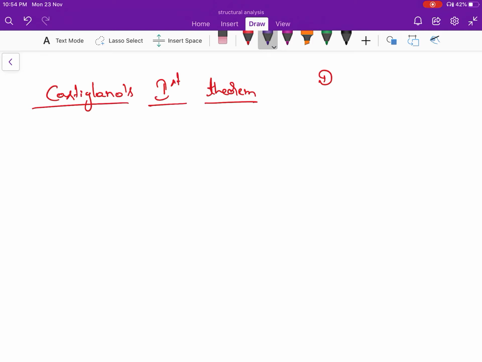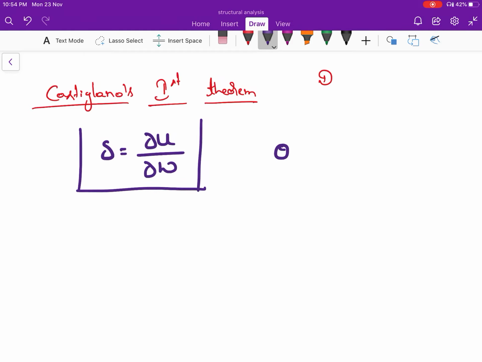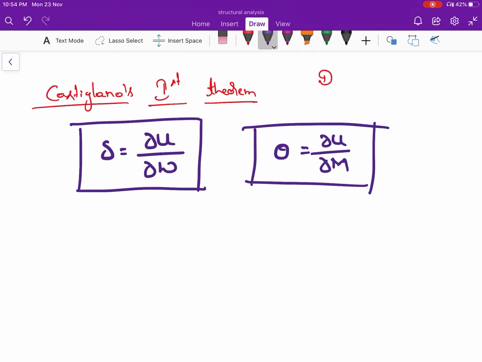According to Castigliano's first theorem, we can find two things, either deflection or the slope. What is the formula for deflection? Partial derivative of strain energy with respect to partial derivative of load, that is dou U by dou W, which has already been studied. If you want to find out the slope, then it will be equal to dou U by dou M, with respect to moment. Is it fine?